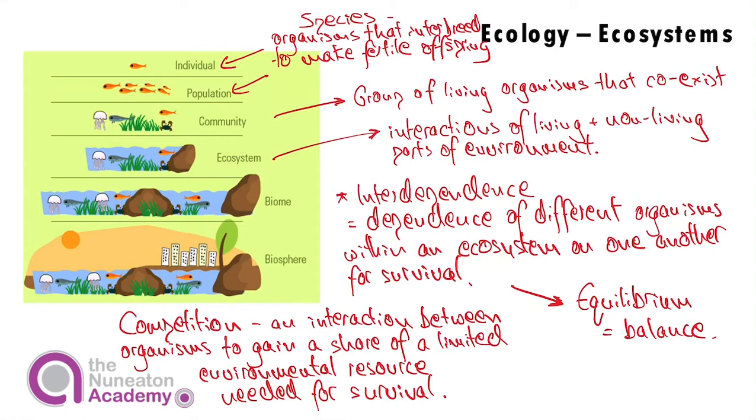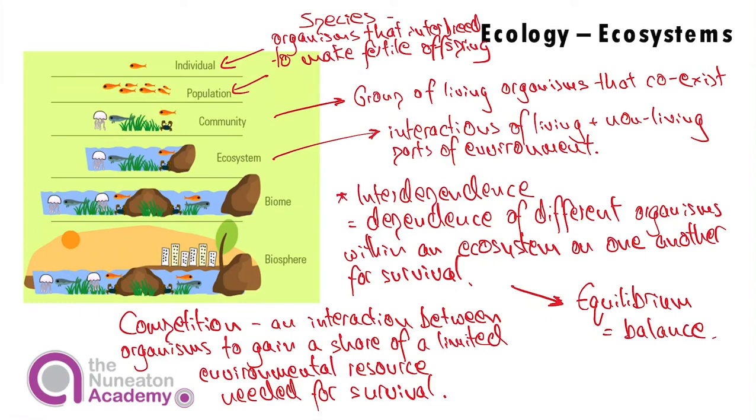Now, competition, an interaction between organisms where they try and get the most out of an environmental resource they need for survival so they can reproduce. Equilibrium, when an ecosystem is at equilibrium, it's balanced, which means the populations of different organisms within a community are relatively stable. Interdependence, organisms depend on others for survival. So that might be depending on one for shelter or a prey that it eats, which is the main source of food. And then species, organisms that interbreed to make fertile offspring.